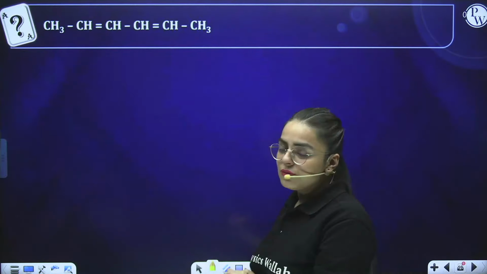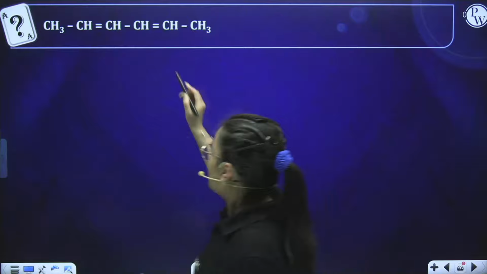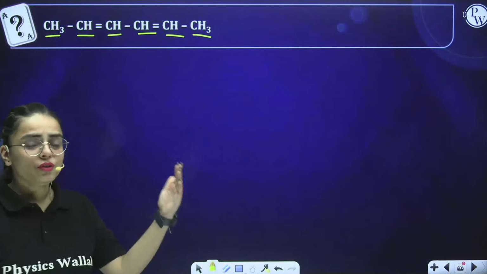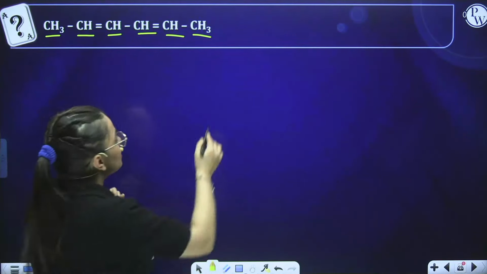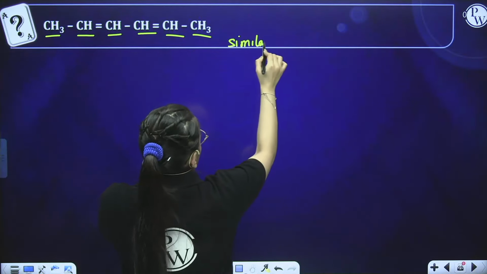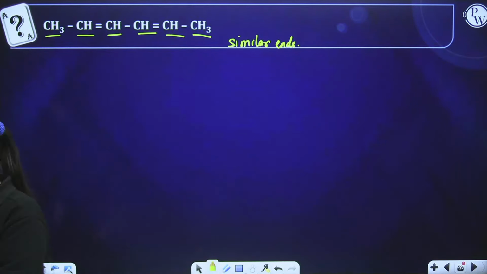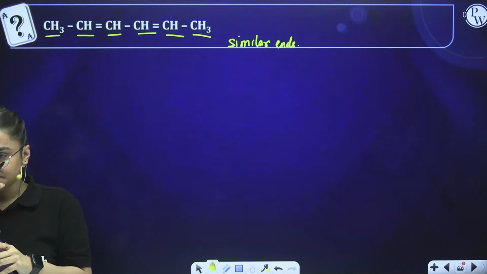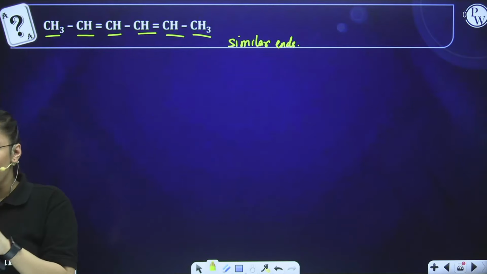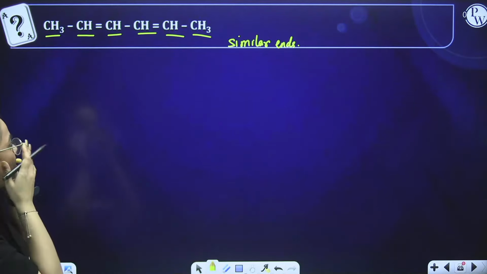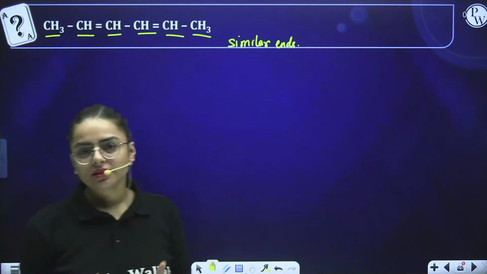For this case, first of all, we need to find out whether it is a dissimilar end or similar end case. Here CH3 is present, here CH3 is there. Here CH, CH, CH, CH. Moving from outward towards inward, we get the same situations, right? So this is the case of similar ends. Now, for similar ends, we need to find whether n is even or odd.